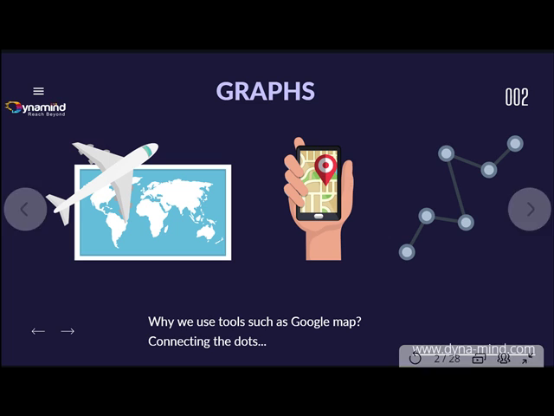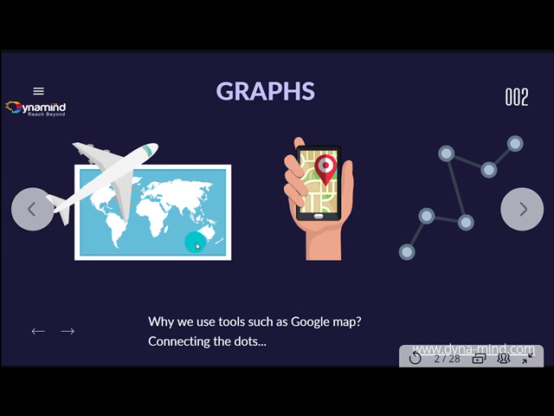Probably you must have been seeing graphs all around yourself, whether it's Google Maps or a map of the world. They are all present in our daily life. Every newspaper carries some graph, some representation. So we have to understand what exactly a graph is.